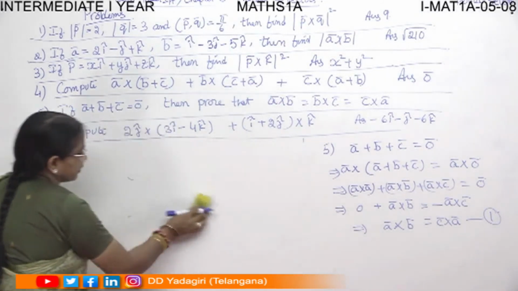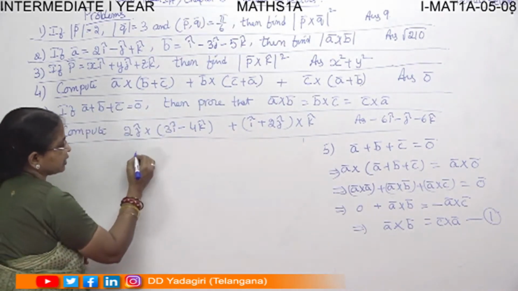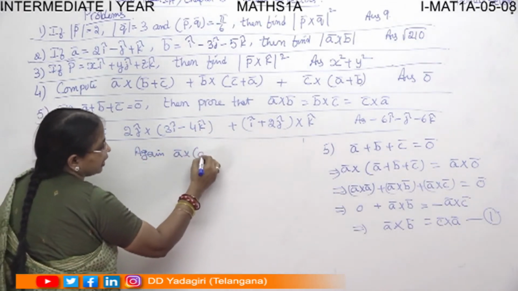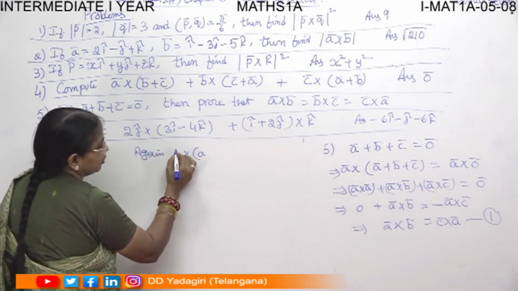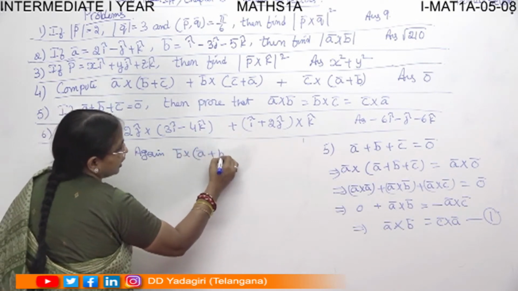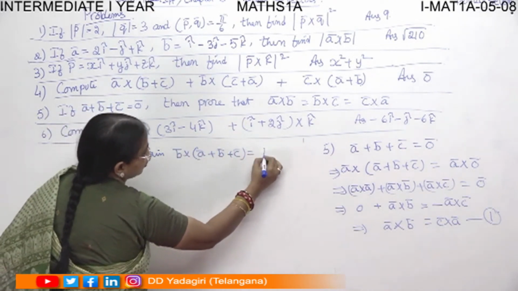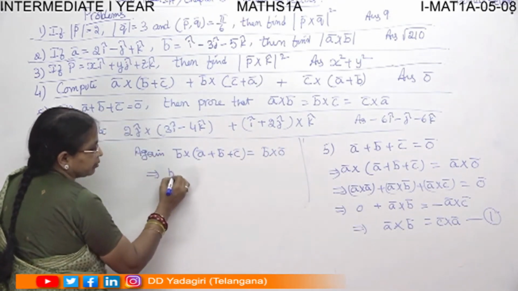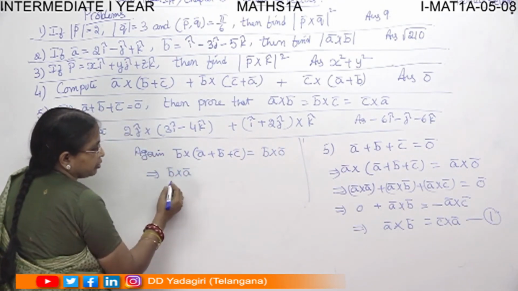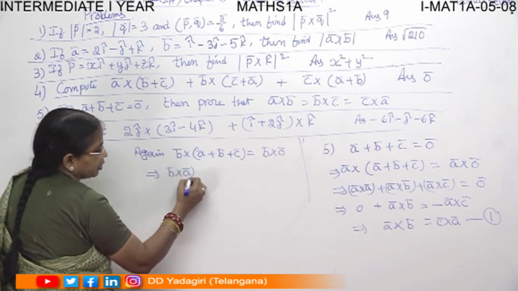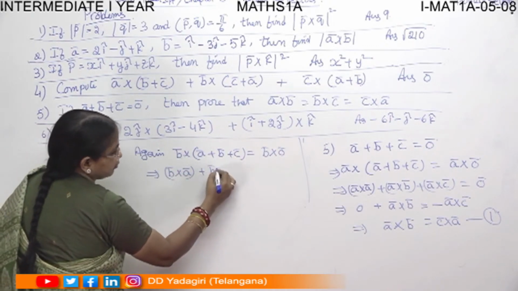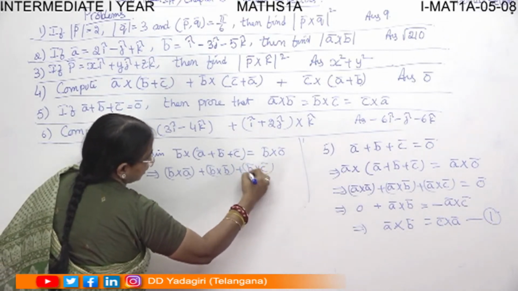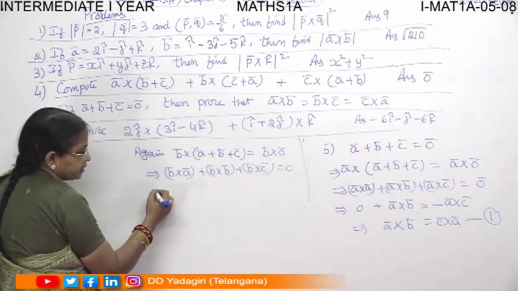Now we'll take cross product with B on both sides. So again we'll write A cross of B. We are taking with B, no? So it is B cross of A plus B plus C is equal to B cross of 0. So now take the term by term cross product. So according to distributive property, B cross A plus B cross B plus B cross C is equal to 0. But B cross B is 0, no?